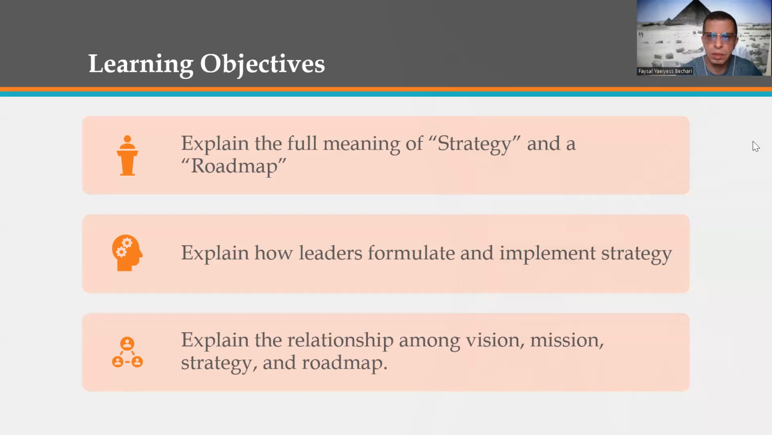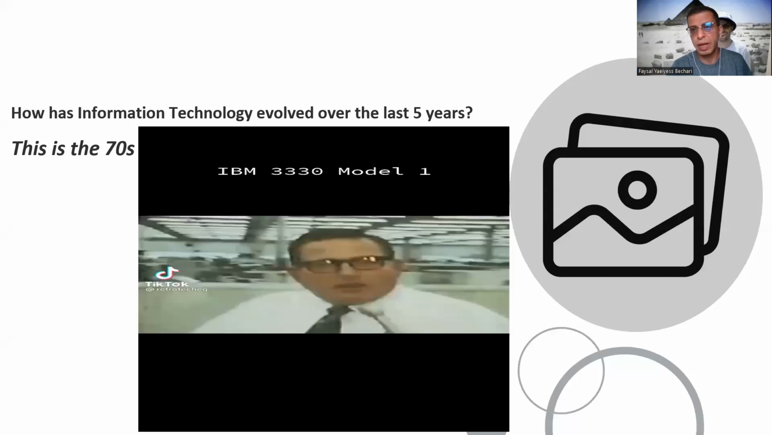The objective of this is basically to explain the full meaning of strategy and a roadmap, explaining how a leader formulates and implements strategy, explaining the relationship among vision, mission, strategy, and roadmap, and trying to connect them with IT, because that would be generated by the Chief Technology Officer or Chief Information Officer.